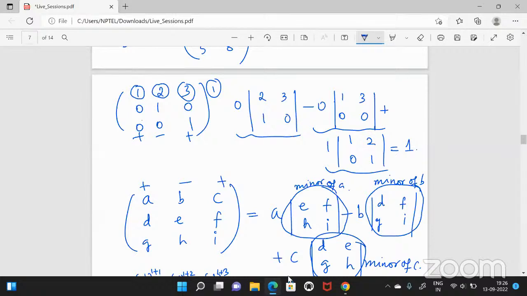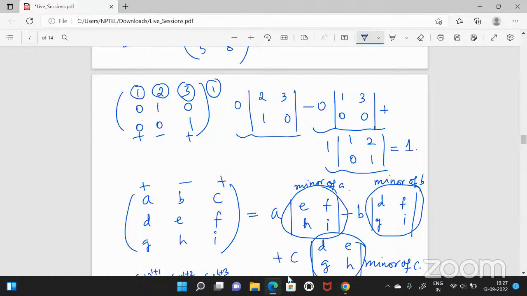And -1 raised to i plus j. This deals with signs, right? You're putting a minus sign here, no? Why did you put a minus instead of a plus? You're putting plus here. Why a minus here? That is from that (-1) power i plus j. Cofactor, no? Signed minor.